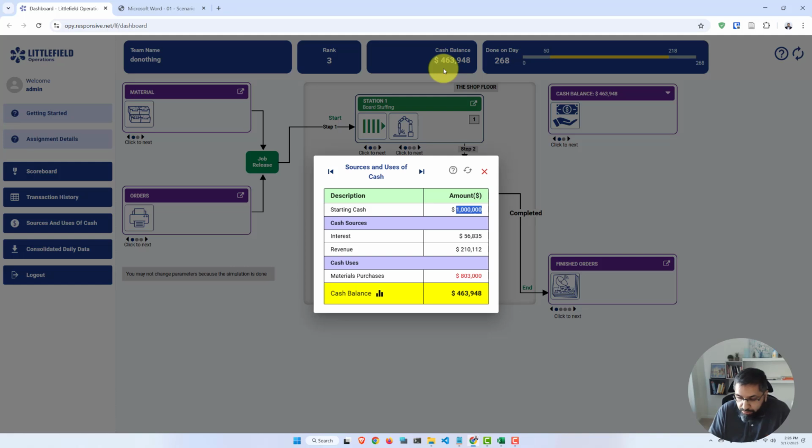It's lost more than half of the starting position, and it's mostly lost on material purchases. Okay, its revenue is very small amount, right? You've bought material for $800,000. You've only earned this much revenue. We'll talk about why that happened. And then this is the money that is earned from interest, because when you maintain cash, you earn 10% interest. Okay.